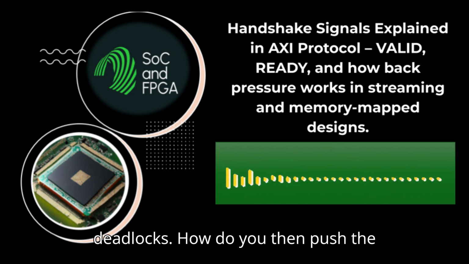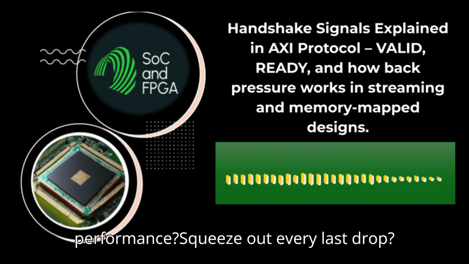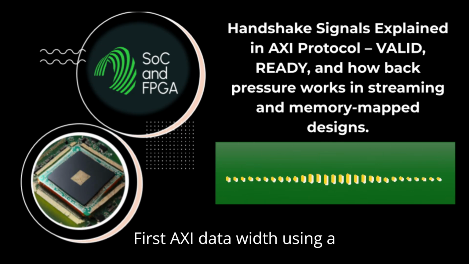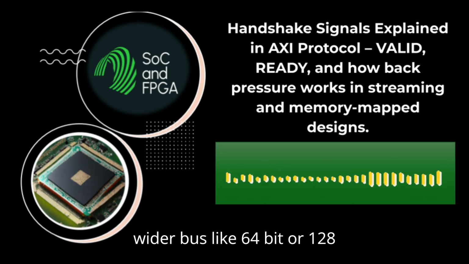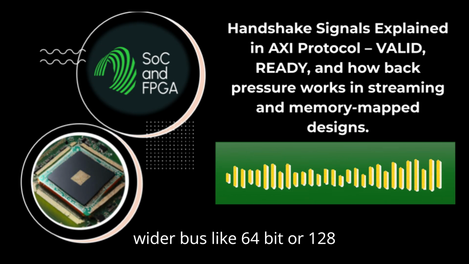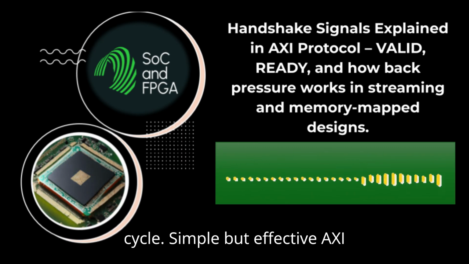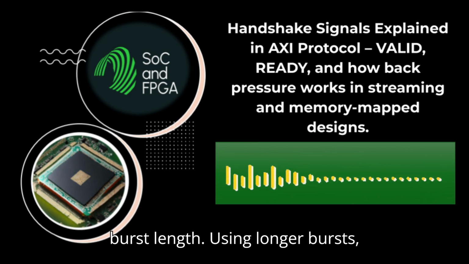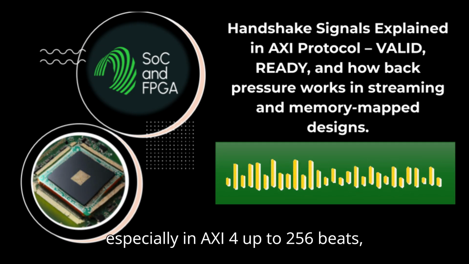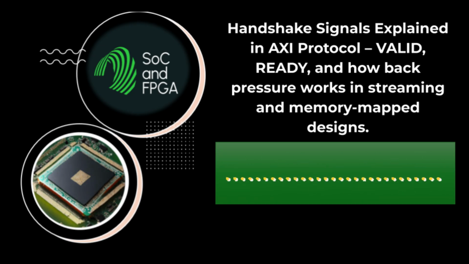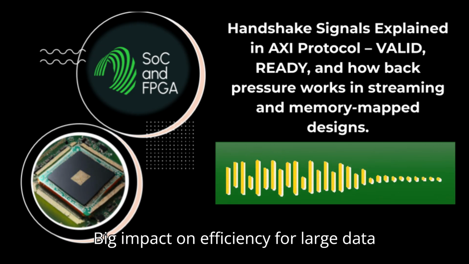So assume you've avoided the deadlocks. How do you then push the performance? Squeeze out every last drop. Several levers to pull. Obvious ones first. AXI data width. Using a wider bus, like 64-bit or 128-bit instead of 32-bit, moves more data per cycle. Simple but effective. AXI burst length. Using longer bursts, especially in AXI4, up to 256 beats, dramatically reduces the overhead of sending the address for each transfer. Big impact on efficiency for large data moves.